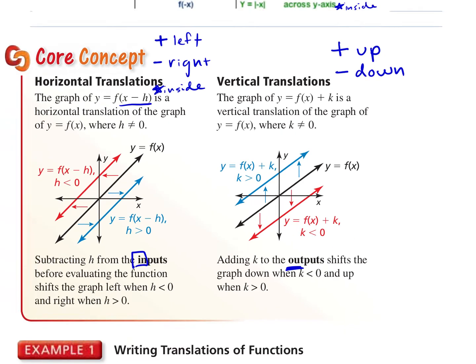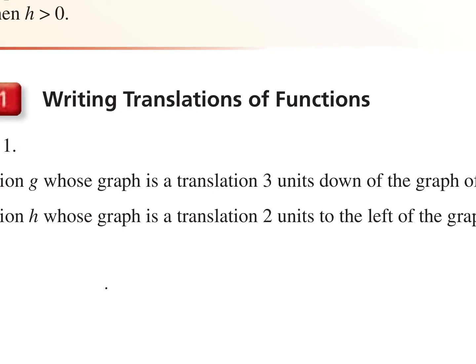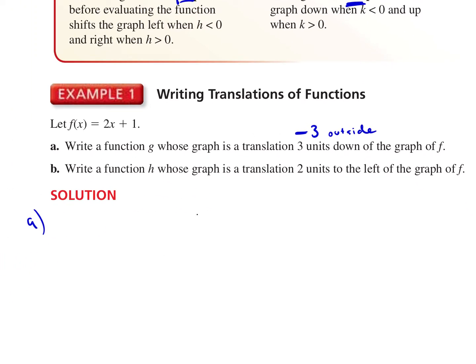All right, so looking at example 1, 1a. We have to write a function g whose graph is a translation 3 units down from the graph of f. So 3 units down tells me I'm adding or subtracting? Subtracting, and on the inside or outside? On the outside. So we subtract 3 on the outside. So my function is 2x plus 1, and now I am subtracting 3. So I just take the function that it gave me and apply my transformation.